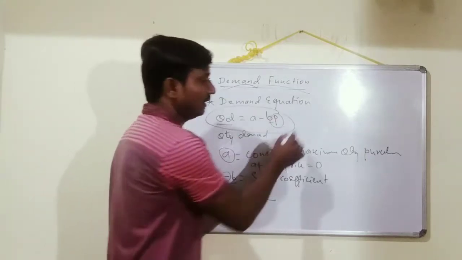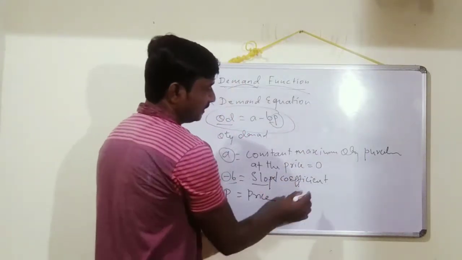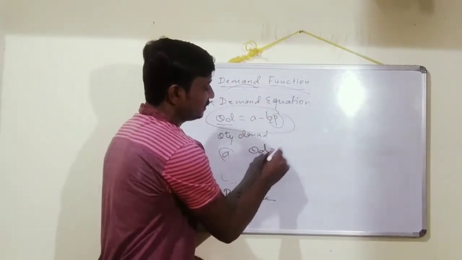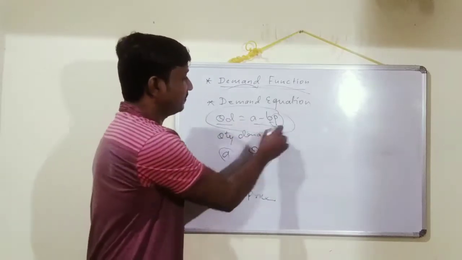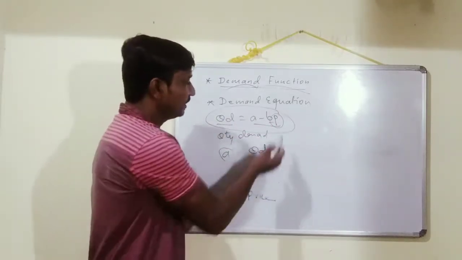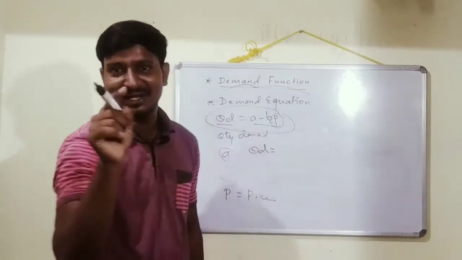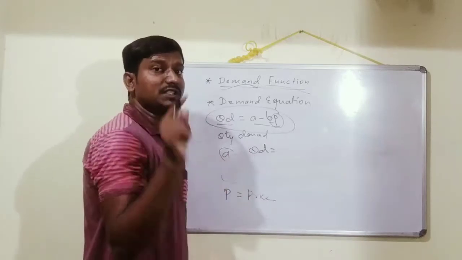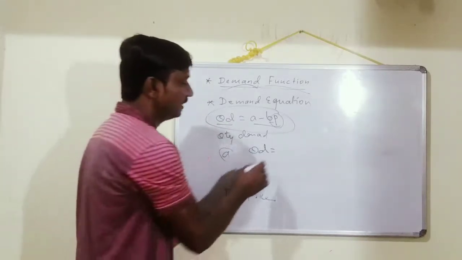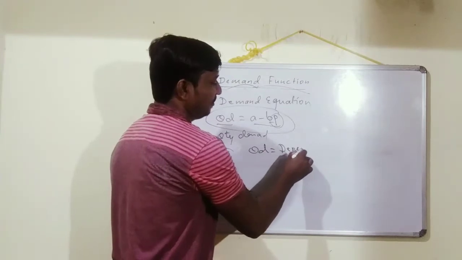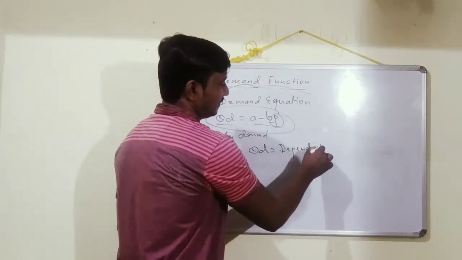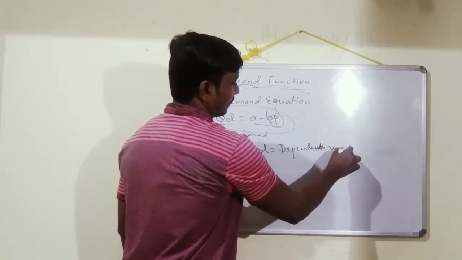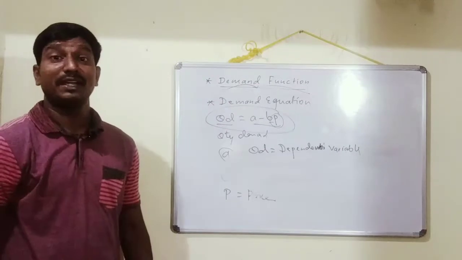So in this equation, QD is equal to quantity demand. It is the dependent variable on this other part of the equation. Why? Because if anything changes in the determinants, then only there is a change in the demand. Otherwise, that is not going to influence. So quantity demand is influenced by the determinants. For that reason, this is called the dependent variable.